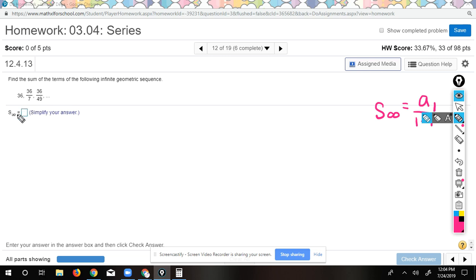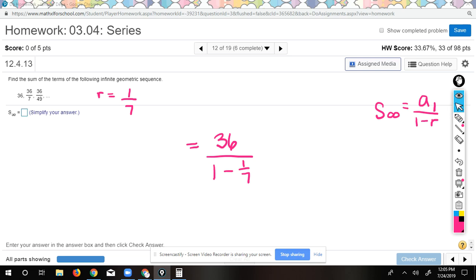So it looks like, look what's going on here. We start at 36 and then we divide by 7. So since we're dividing, we know our ratio is going to be a fraction, and it looks like we divide by 7. And we can test that because if your ratio is 1/7, dividing by 7 is the same as multiplying by 1/7. We can take 36 over 7 and multiply by that common ratio, and it does give you 36 over 49. So let's put it into our formula. So our first term is 36, and our common ratio is 1/7.